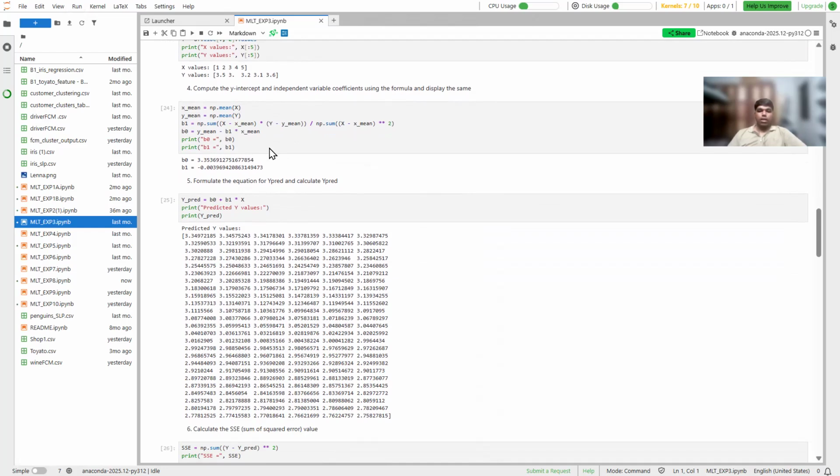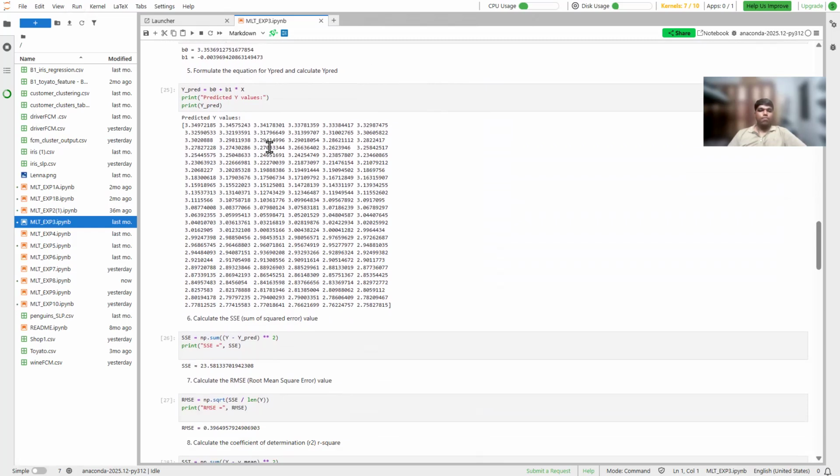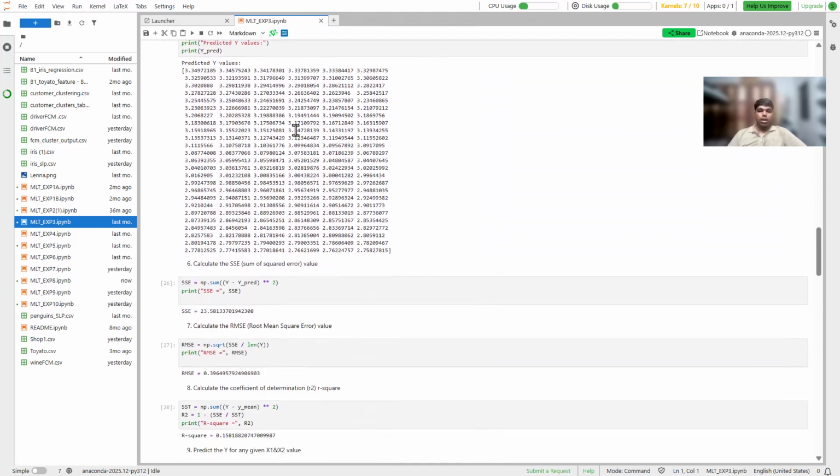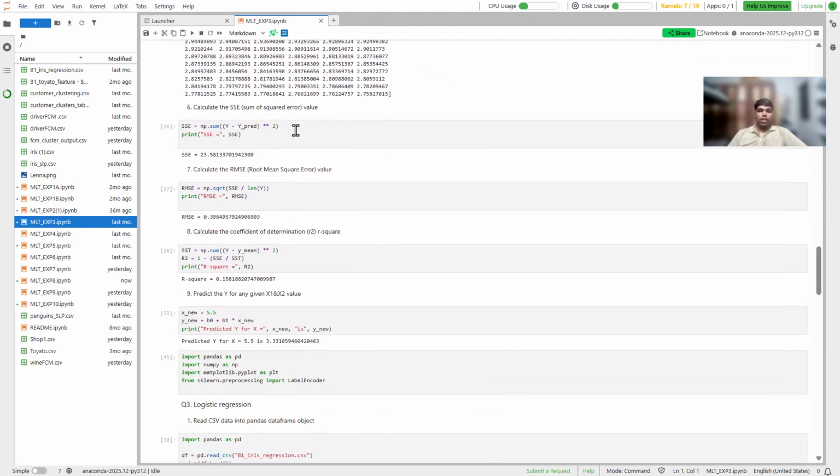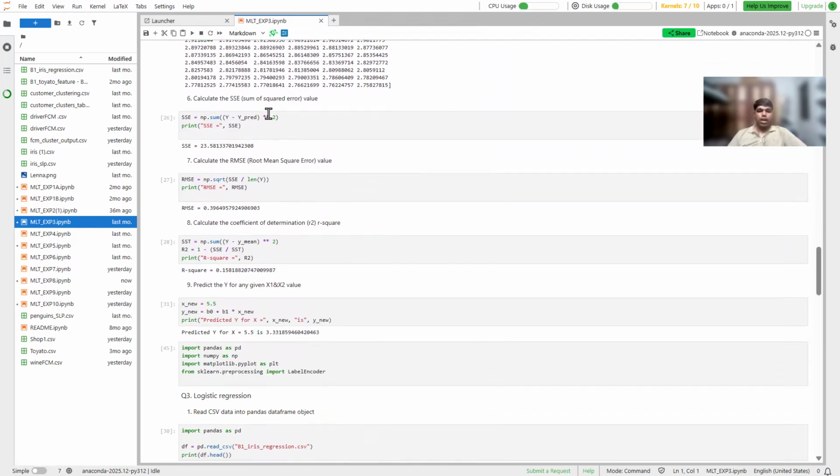Now here we calculate the y prime value by using the formula B0 plus B1 x1 and so on, as usual, and we calculate the SSE, RMSE, and R square. These calculations will be similar to the simple regression.